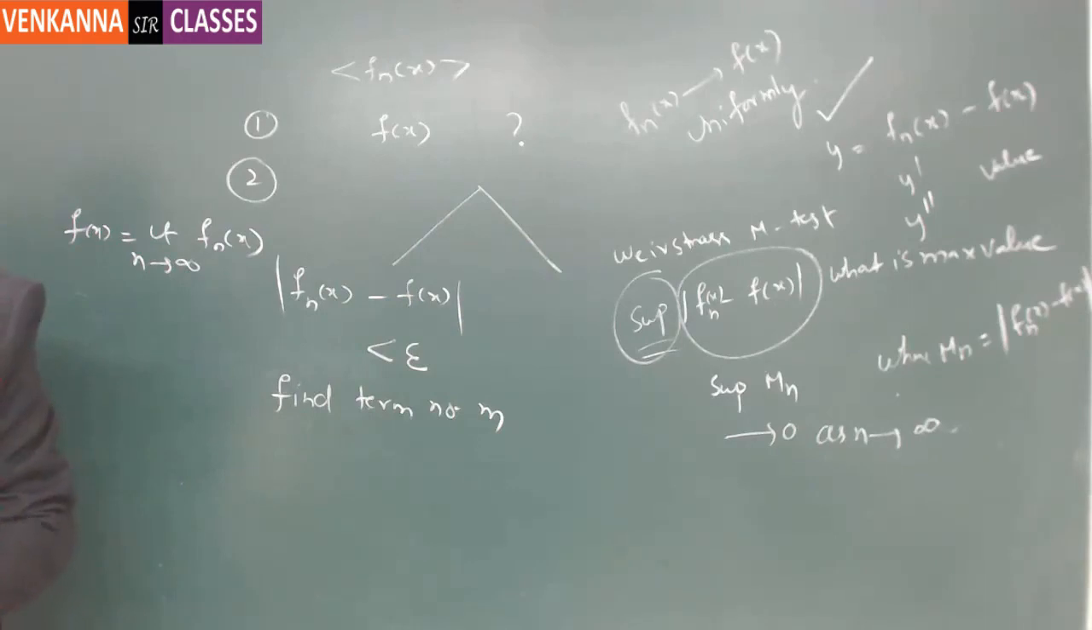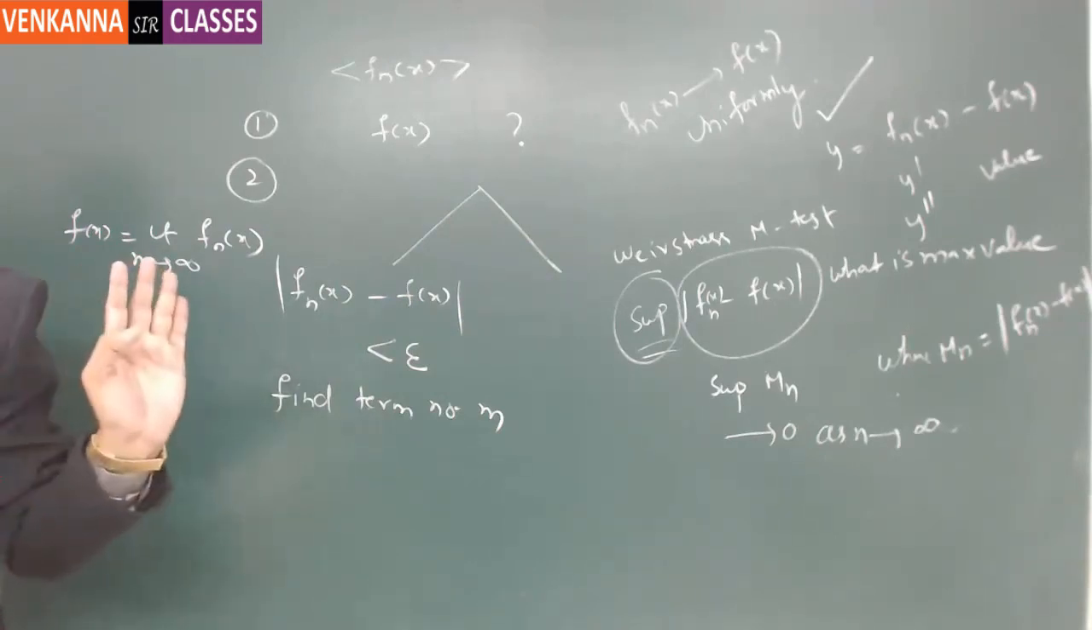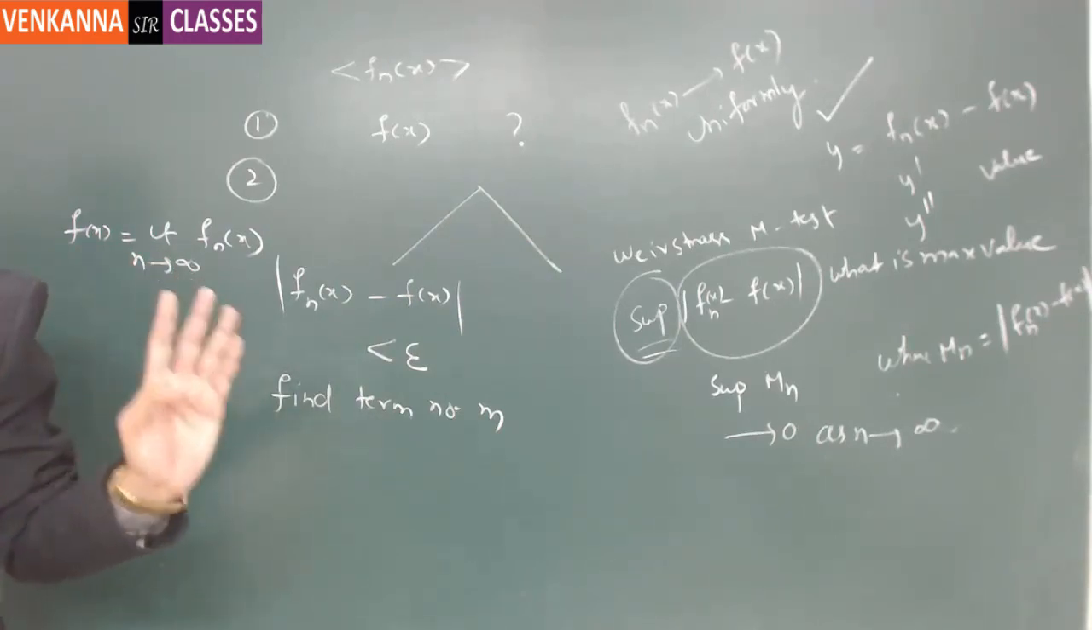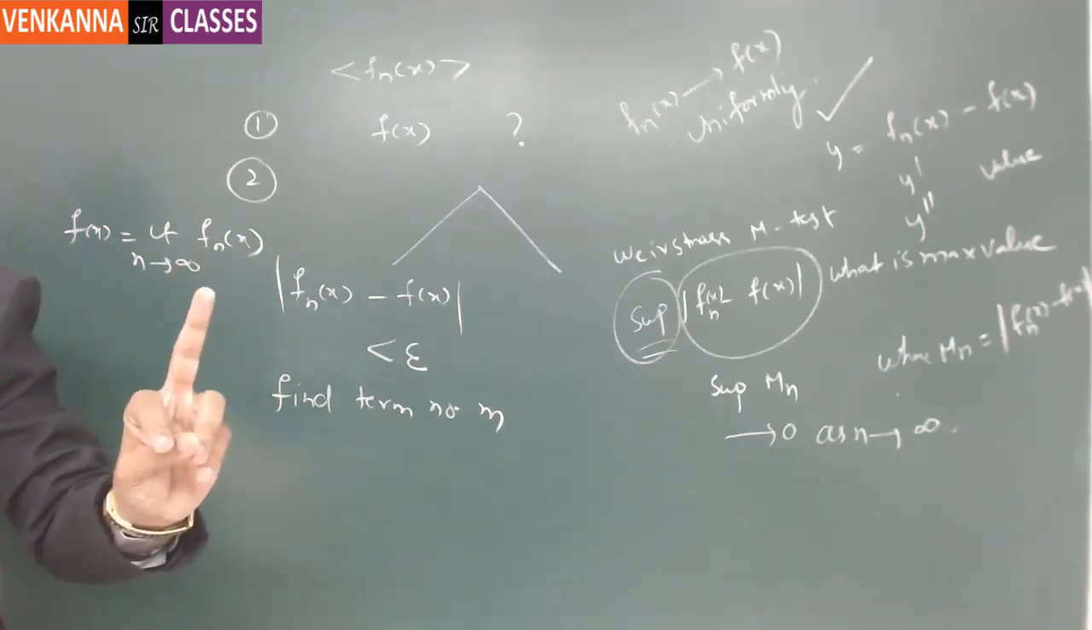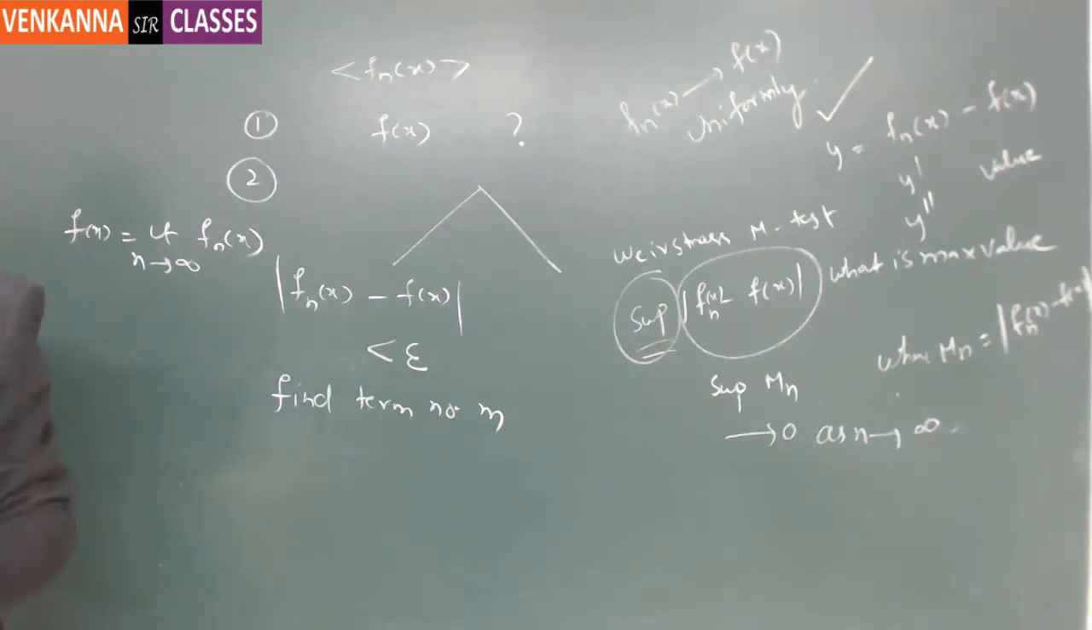Clear? So in this type of problems, we will come across two technical words. One is point-wise convergence, another one is uniform convergence. Fine. Now let us give the definition of it. What is meant by point-wise convergence and what is meant by uniform convergence?